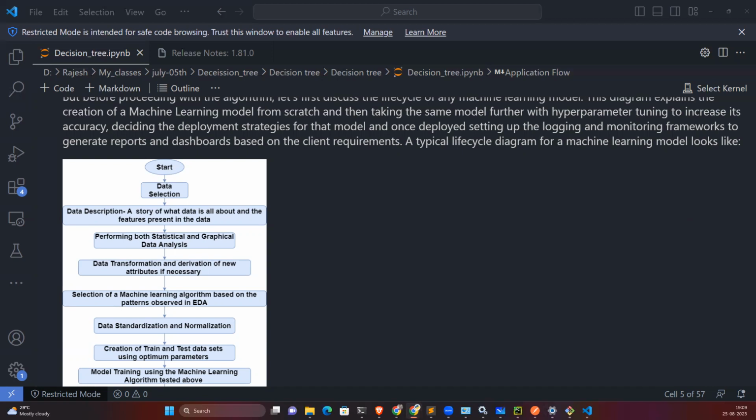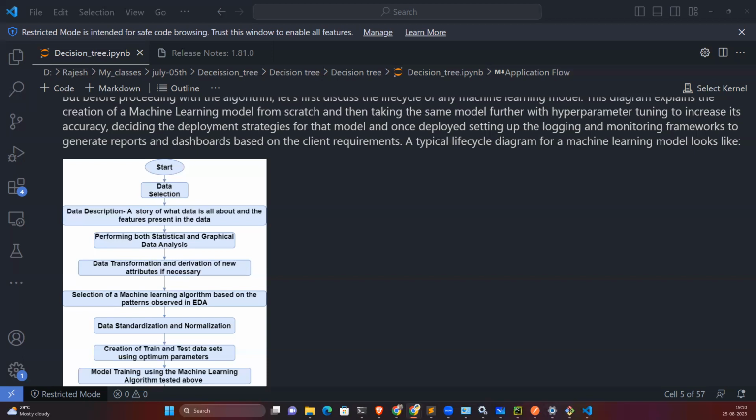In the decision tree classifier, we are going to do the same things we did in linear regression and logistic regression: model building, then model deployment, and then model monitoring and model retraining, all those sorts of things. But before that, let's discuss the decision tree. What is a decision tree?